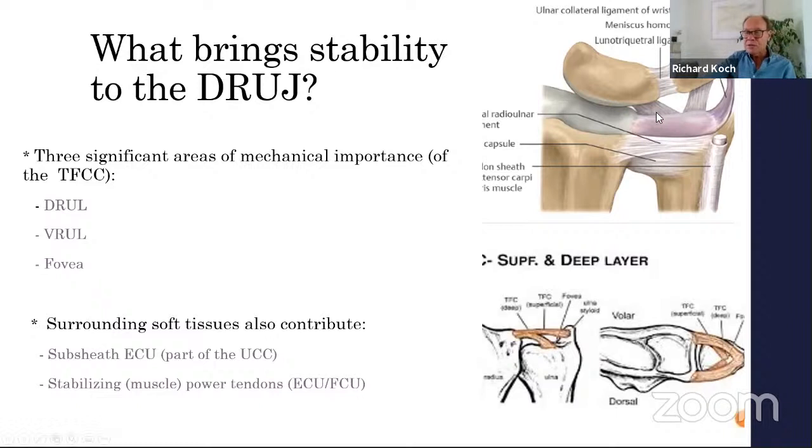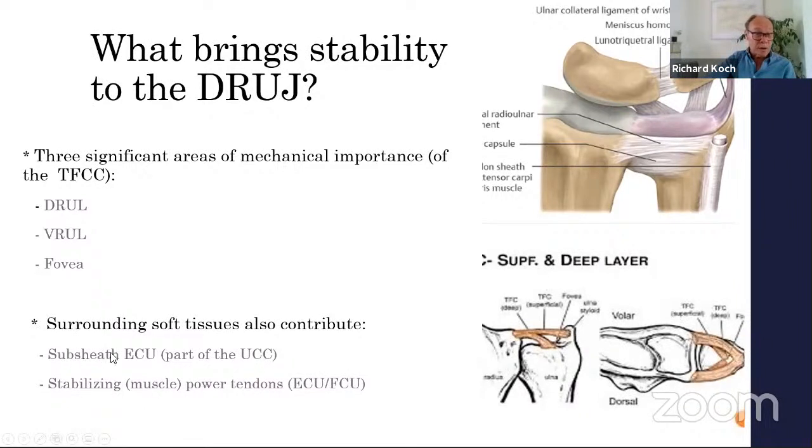Now, here you see some schematic drawing. This is probably a little bit better. You see that the TFC ligaments have a superficial portion, which goes into the styloid, and a deep portion which goes towards the fovea. So that is congruent to the palmar side and to the dorsal side. So the dorsal, the volar and the fovea, as I always understood, were the most important structures. So if you have an instability, you need stability of this structure.